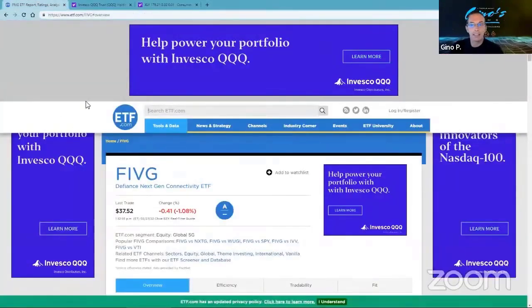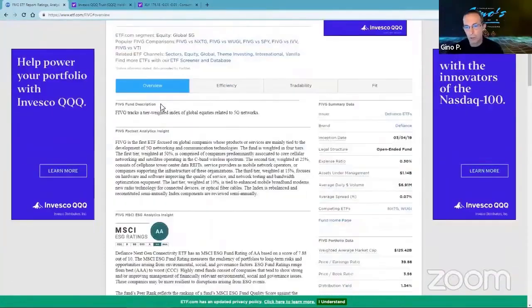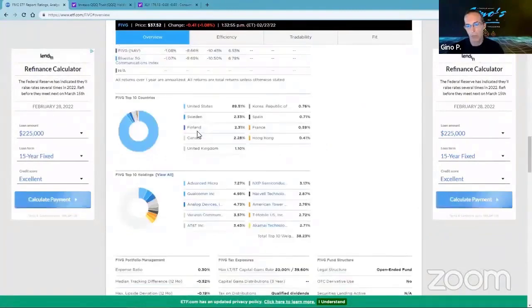Finally, on ETF.com, they break it down even more. I put in this symbol here, 5G. I was looking for a 5G play. What companies are 5G? I don't know. Let's go find out. You type it in, you scroll down, and you come down to the bottom here. And this one's much more thorough.